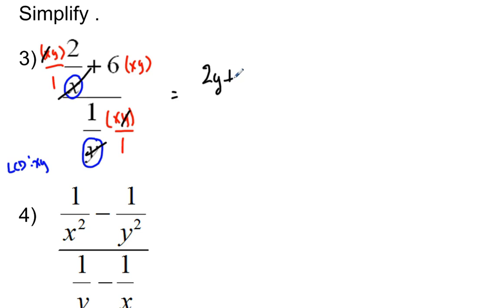6xy all over, well, all I see that's left is just an x. Now I can factor the numerator. I can factor out a y, but there's no y factor in the denominator, so that's our final form.